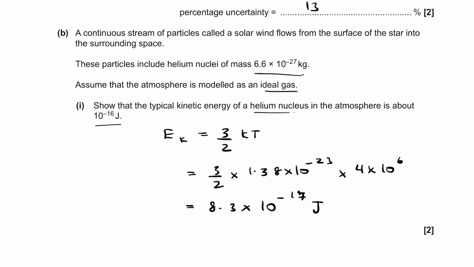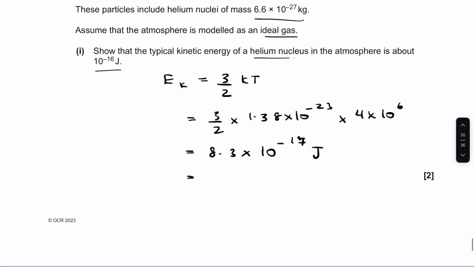And if you were to round that, it could be rounded to about 10 times 10 to the minus 17. So that basically becomes 10 to the minus 16, roughly.